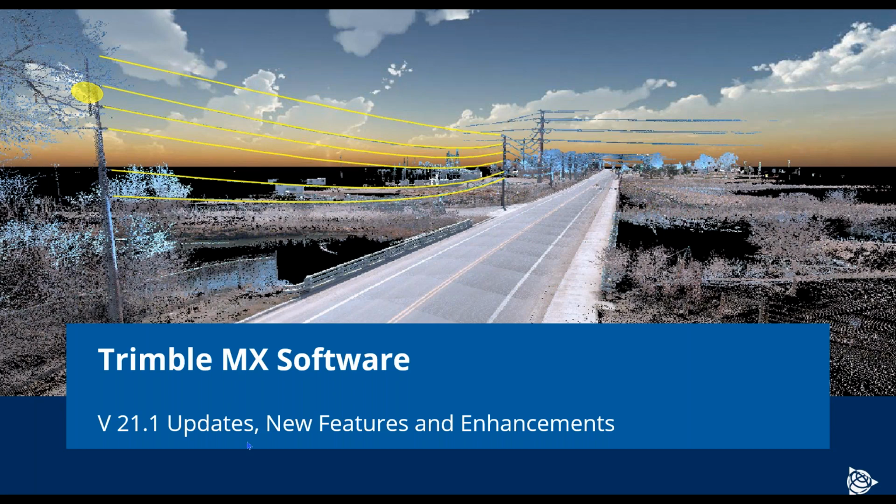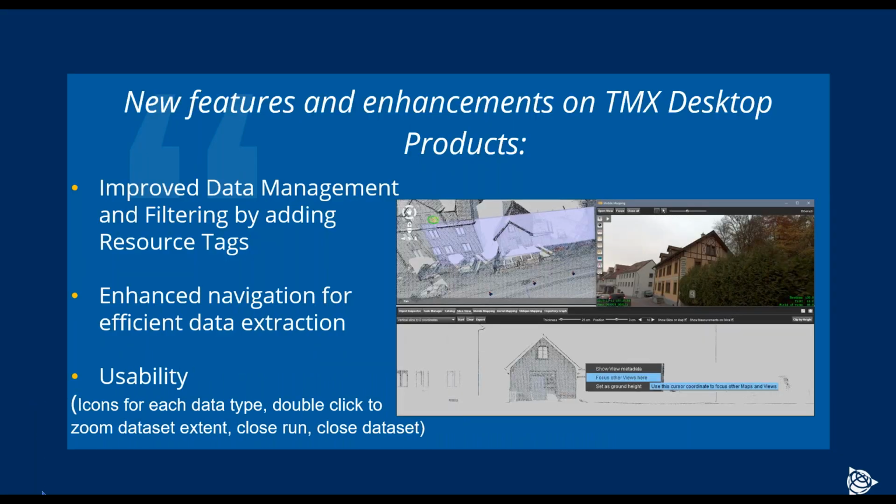Now, let me cover Trimble MX software. This is a powerful software for asset management and feature extraction. It allows customers to extract assets in a very efficient way, but also manage them. It has a strong component which also allows you to filter based on attribute.